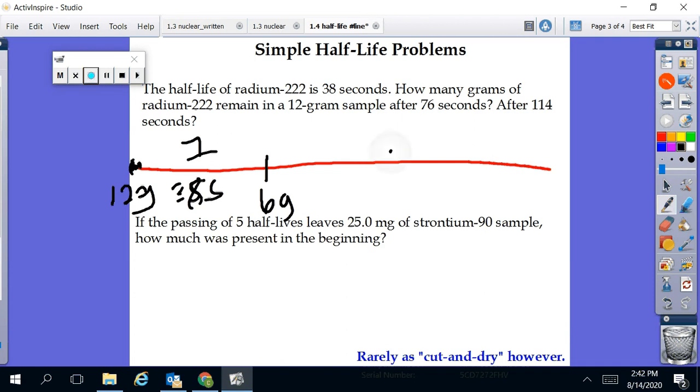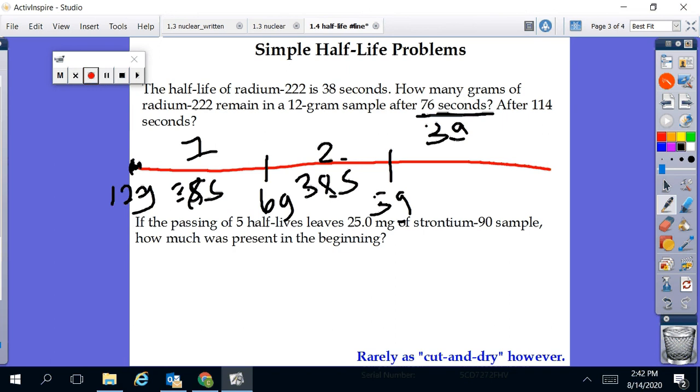After two half-lives, now I will have half of that, which will be 3 grams. Now, another 38 seconds will be 76 seconds. So the answer to this question here will be I will have 3 grams.